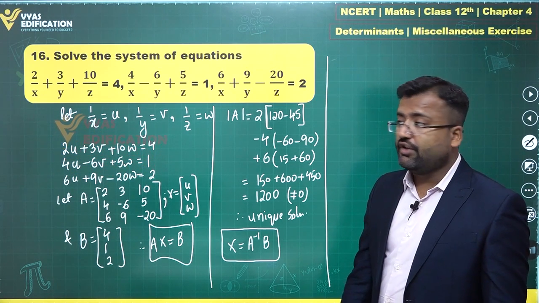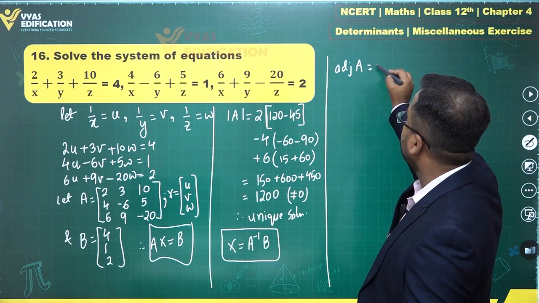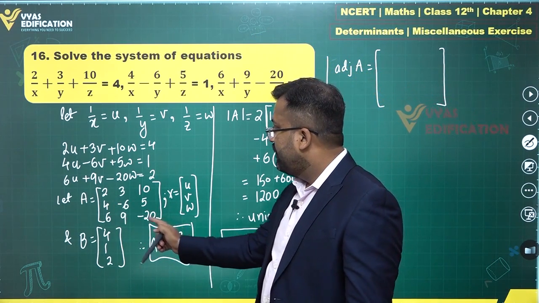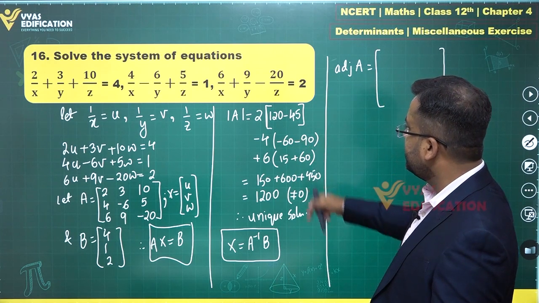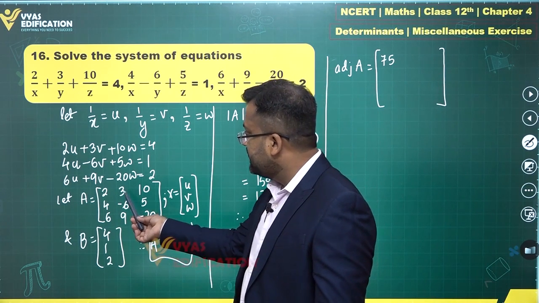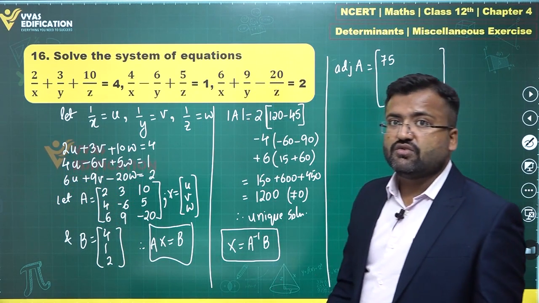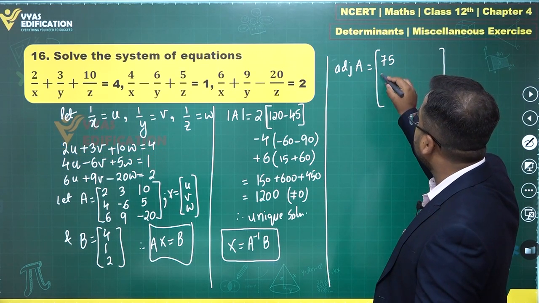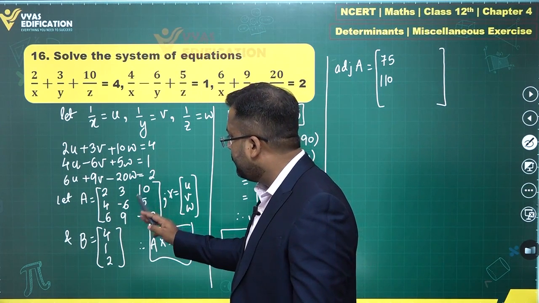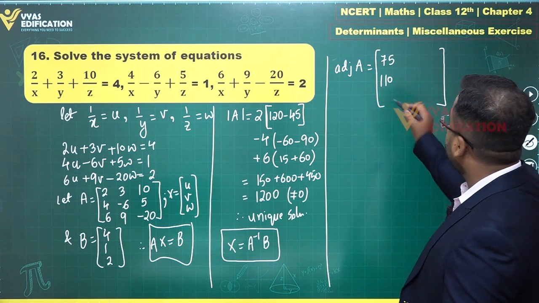For finding A inverse, I need the adjoint of A. So let's try to find the adjoint of A. Adjoint of A will be this matrix formed using the cofactors. Let's begin with this 2. For this 2, you have 120 minus 45, which is 75. This will be 75 over here. For this element, you will have minus 80 and minus 30, which is minus 110, that will become plus 110. But for that element, you write 110 over here, since adjoint A is the transpose of the cofactor matrix. For this element, you get 36 and plus 36, which is 72. Yes, 72 will be written over here.